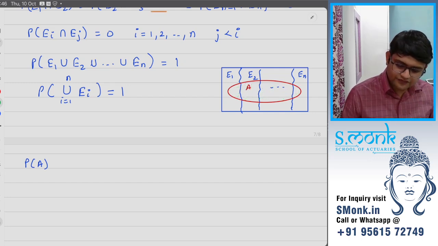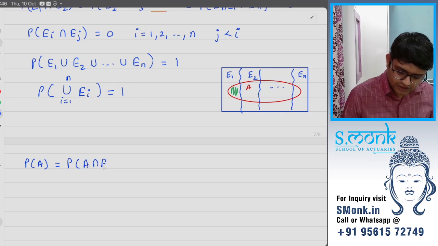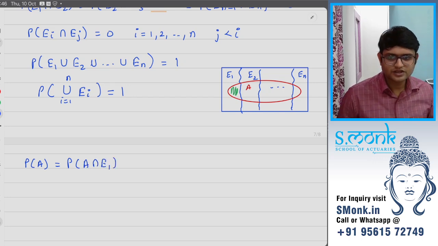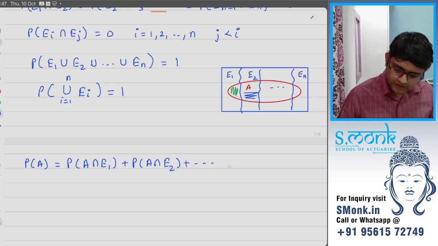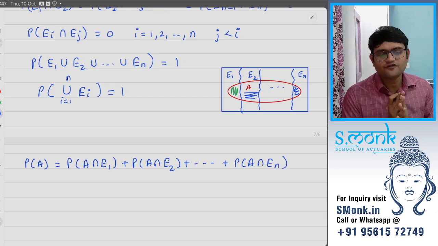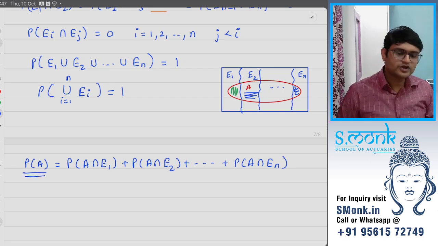I can add each one of these parts one by one, and this part is nothing but probability A intersection E1. That would be intersection between A and E1. Similarly, this part is going to be A intersection E2, and so on. Last part would be probability A intersection En. So if we add up all of these parts of A, I should get nothing but probability of A.